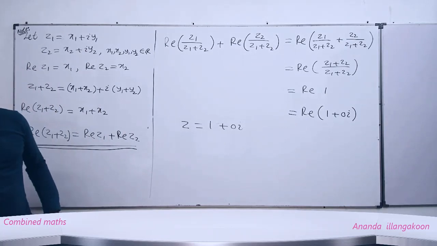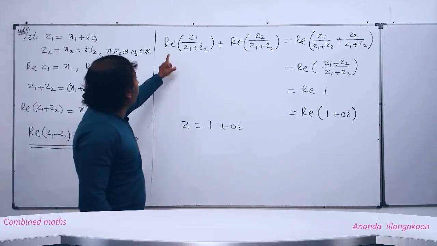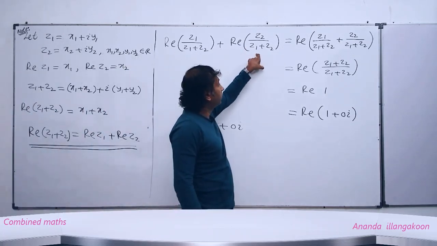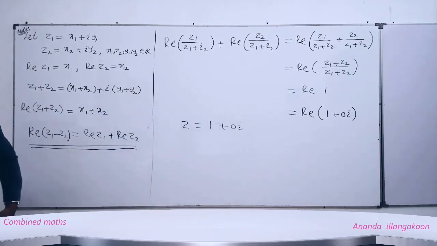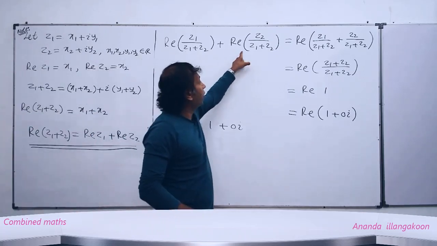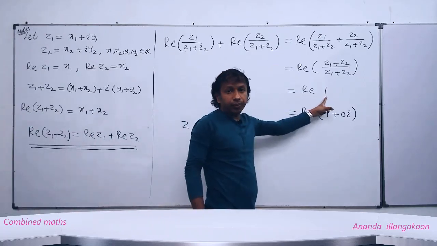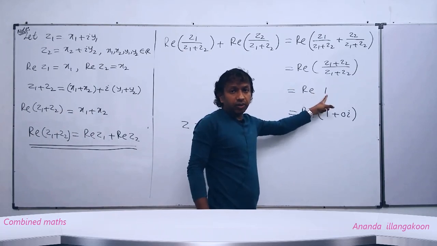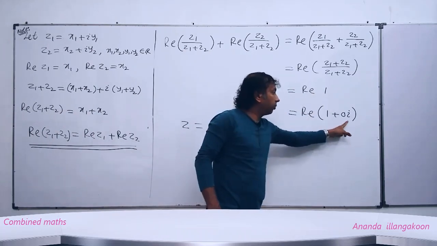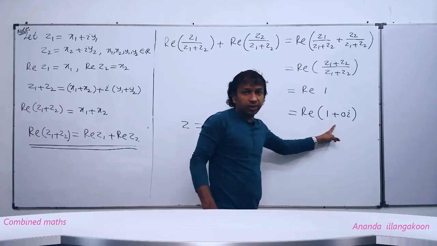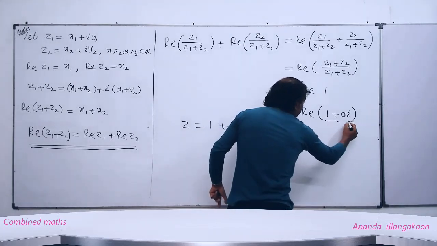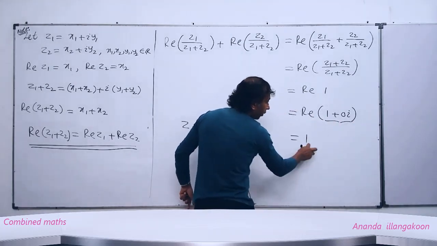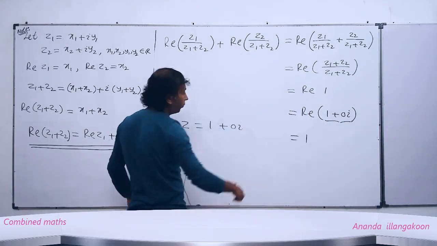So what is it asking? It is asking us to show that the real part of this plus the real part of this is therefore 1. The real part of this plus the real part of this is equal to the real part of the complex number 1. This is a complex number, its real part is 1. Therefore, this one is equal to 1.